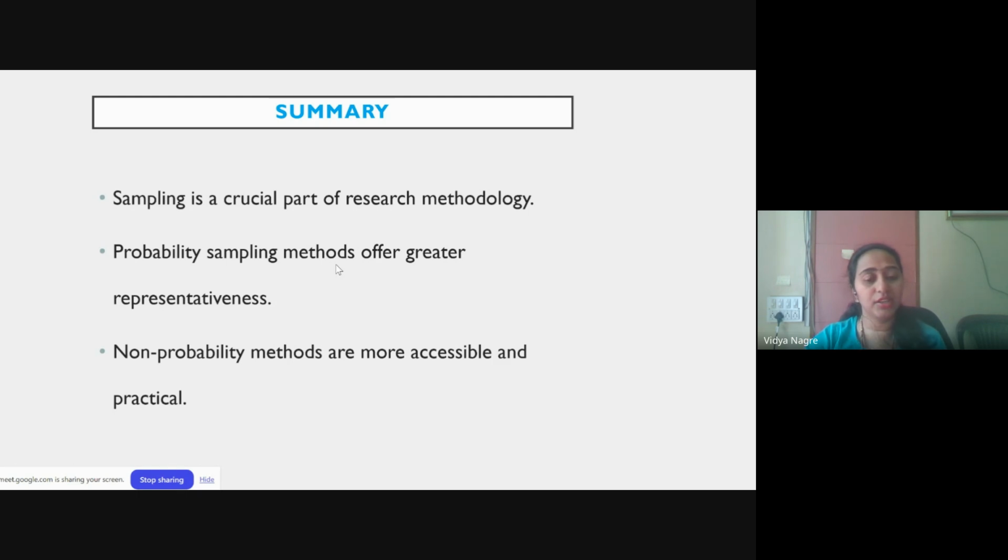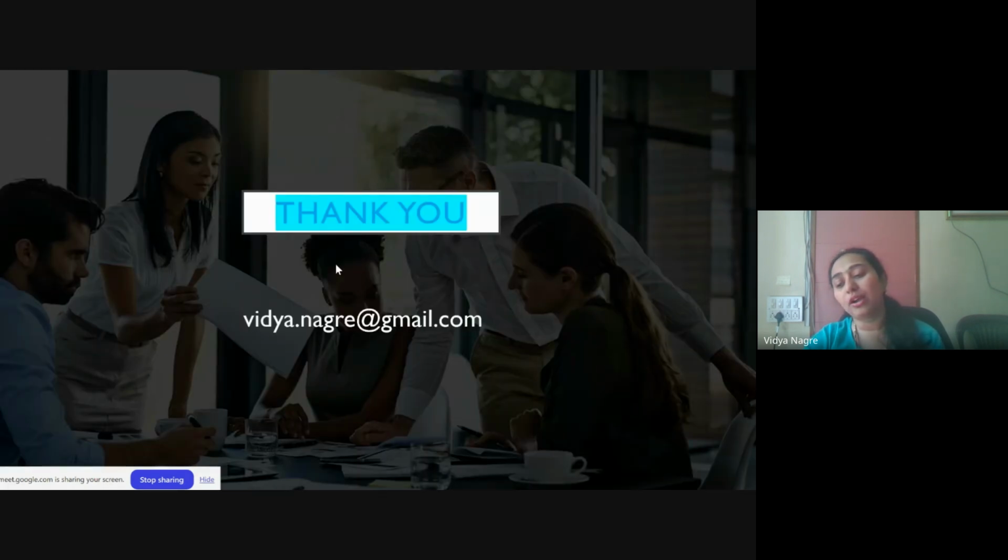Okay, until you give an answer, let me just summarize. Sampling is a crucial part of research methodology. Probability sampling methods offer greater representativeness. Non-probability methods are more accessible and practical. So according to your subject type, you have to choose a sample, and according to the sample requirement, you have to expand the size of the sample. Always make sure that your sample is enough. If it's not enough, you have to expand that quota.